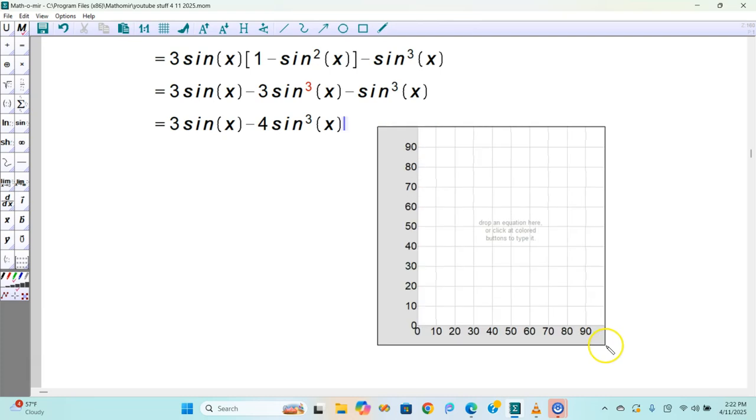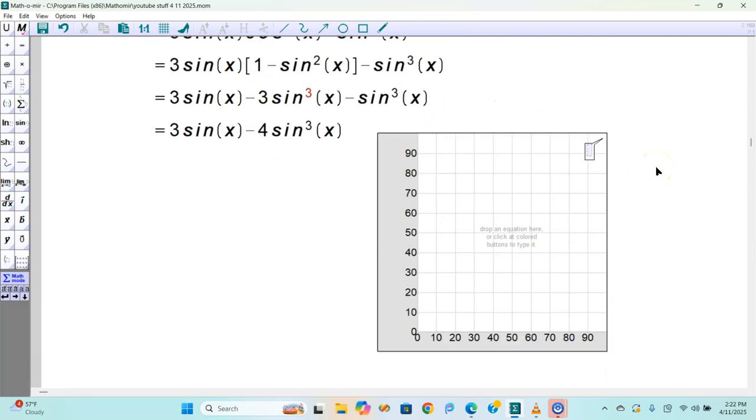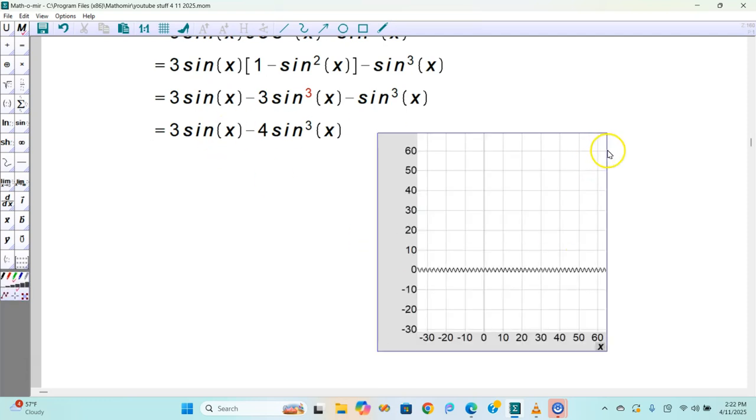How can you be sure this is correct? The single most important or powerful tool is just graph it if you have to. Go back to the original. It was sine of 3x. So type in sine of 3x. This is an identity. Supposedly it's equal to this curve.